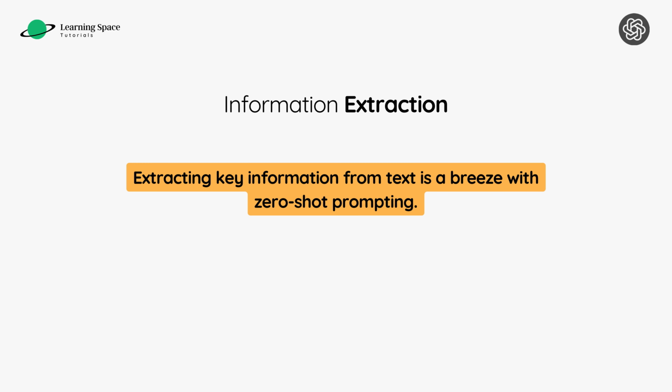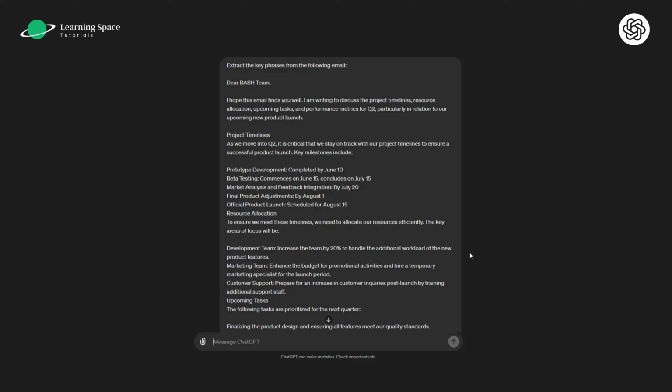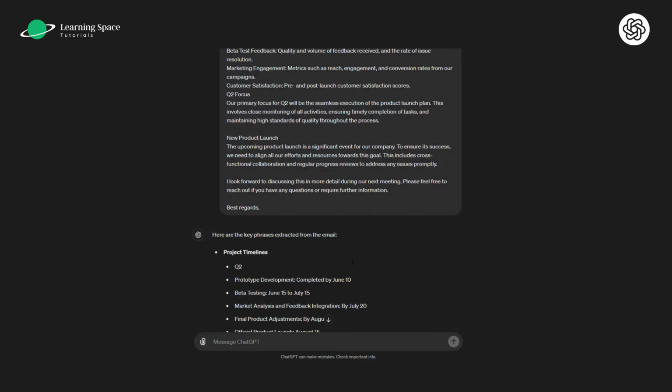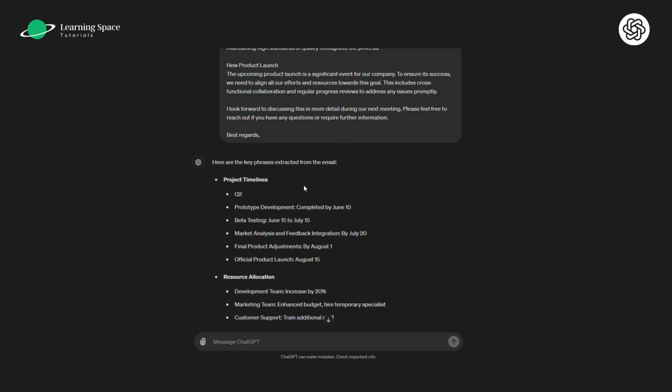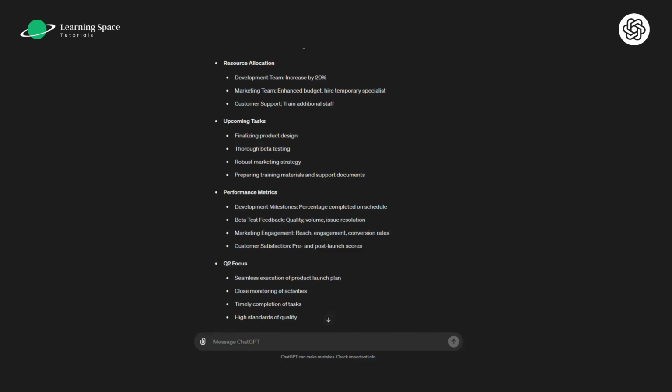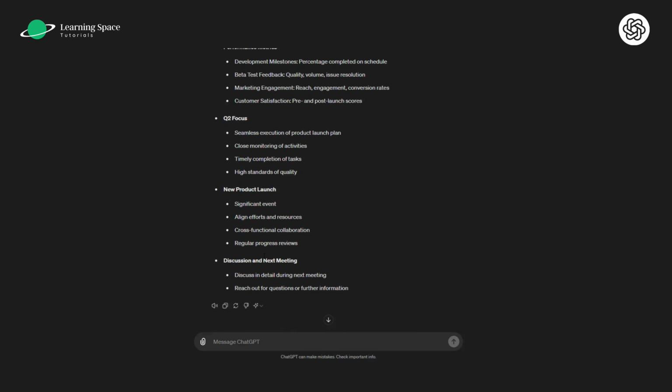Extracting key information from text is a breeze with zero-shot prompting. Now here's an example. This is my prompt, which says, extract the key phrases from the following email. Now this is my email, which is quite an extensive email. And I want the AI model to extract the key phrases from the email, which are project timelines, resource allocation, upcoming tasks, performance metrics, Q2, and new product launch and discussion in next meeting. So the model nails it by pulling out the important details of the email based on its training. Zero-shot prompting at its best.